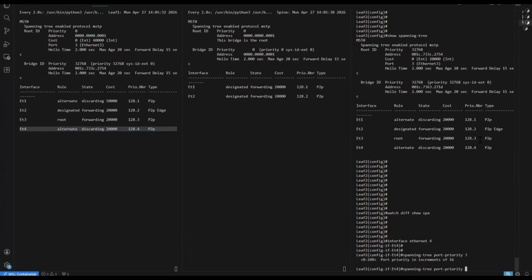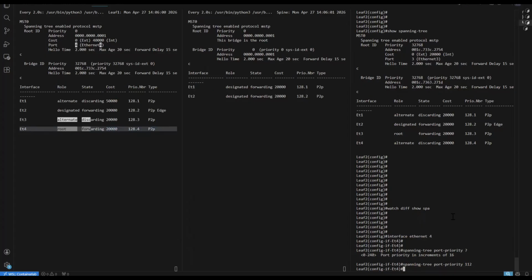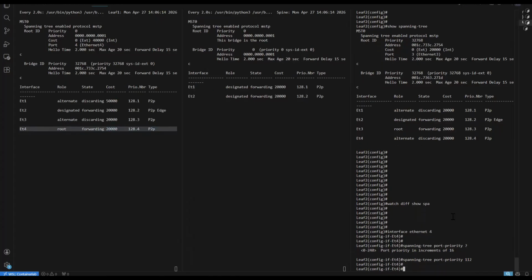Right now ET3 has 128, so I'm going to configure a lower value than this one. I'm going to say 112. Let's see, watch out. Look at leaf 1 ET4. As soon as I change the port priority on leaf 2 ET4, leaf 1 ET4 should become the root port. As you can see, ET4 has become the root port because now ET4 is receiving the lower priority than ET3.